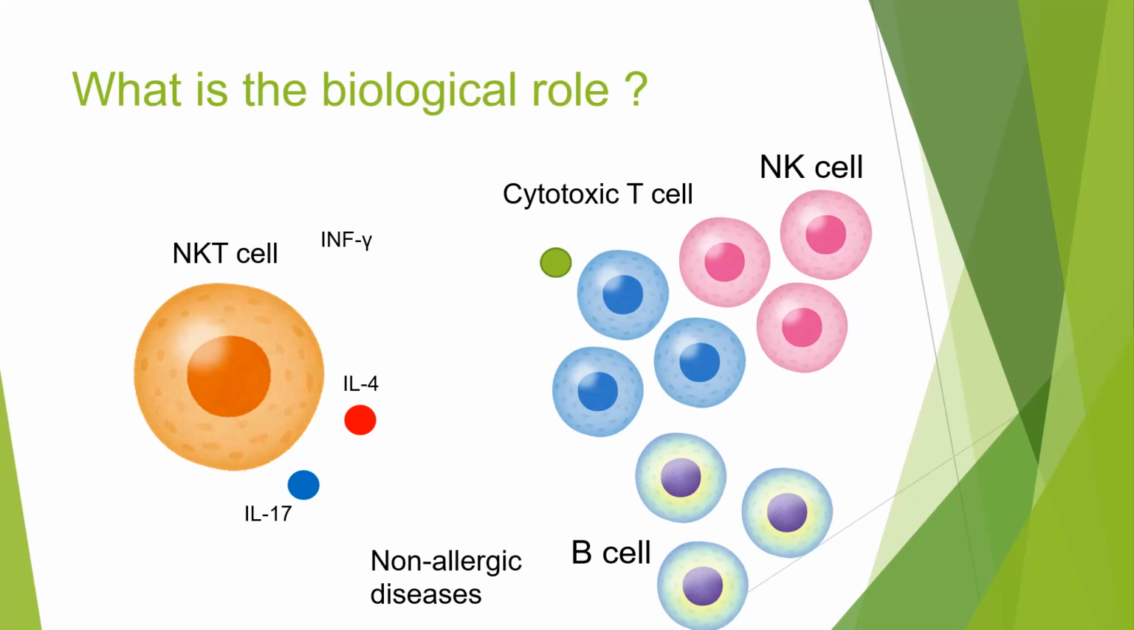The production of Th2 type cytokines, such as IL-4, promotes antibody production by B cells and induces allergies. NKT cells are thought to be involved in the induction of allergic inflammation and in the suppression of non-allergic diseases by producing IL-17.